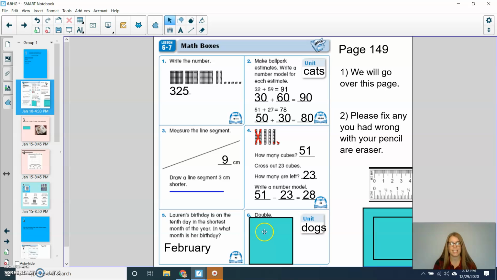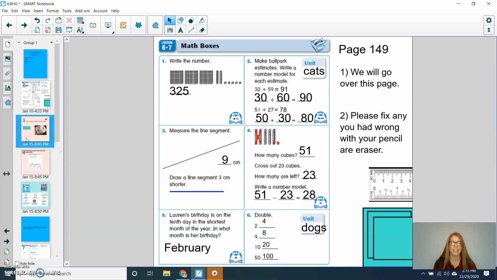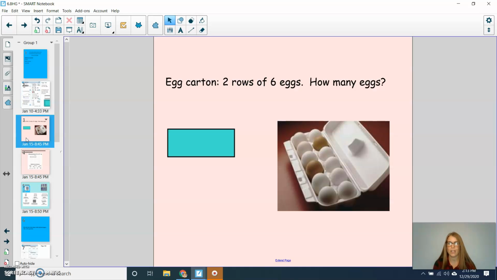For question 6, double each of these, and then don't forget about your unit. I chose to use dogs today. So doubling 2 would be 4, doubling 4 would be 8, doubling 10 would be 20, and doubling 50 would be 100. So double check to make sure you have your page correct before moving on to the next part of the lesson. For this next part of the lesson, you don't need to write anything down. You could just say the answer out loud or watch as I explain the answer.